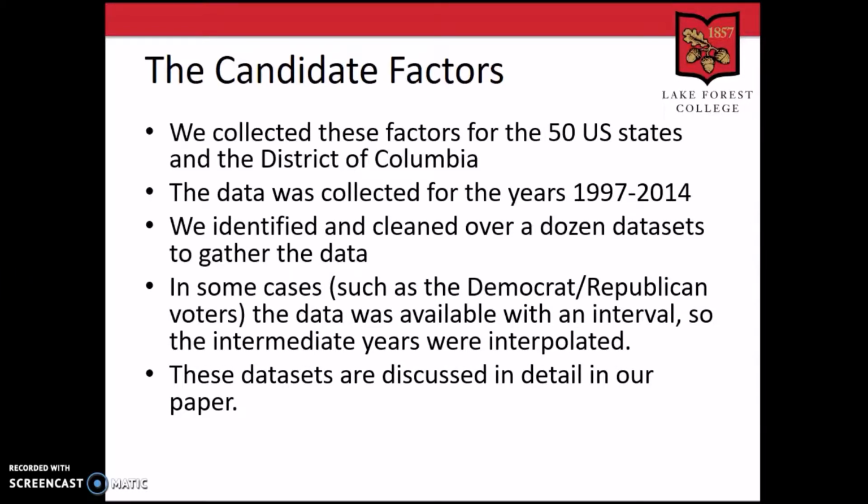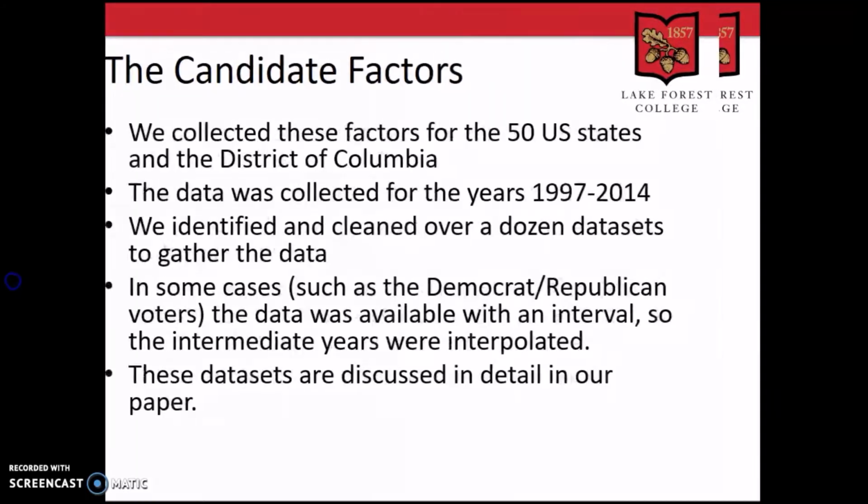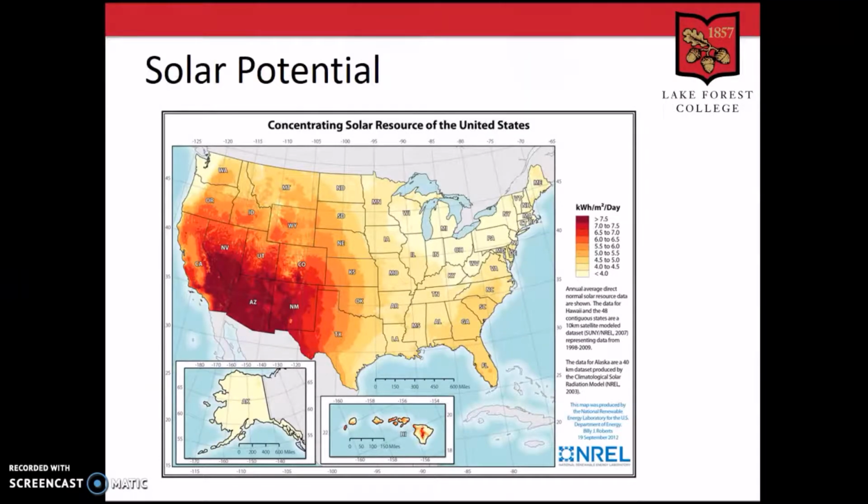A more detailed discussion about these data sets can be found in our paper, so if you need to know more about how we got the data, you have to read our paper. Some of these data are visualized in the following slides. So the solar potential is, as you can see here, high in Arizona, California, Nevada, and New Mexico. This region gets a lot of sun, and the northern states like Wisconsin and Alaska, they get a lot less sun. So the solar index is low for the northern states.